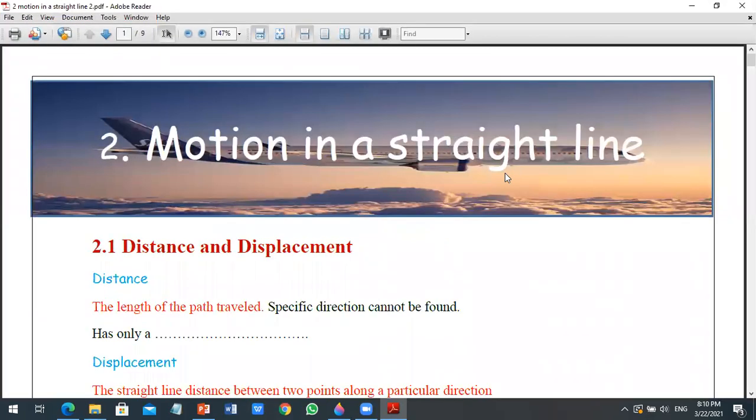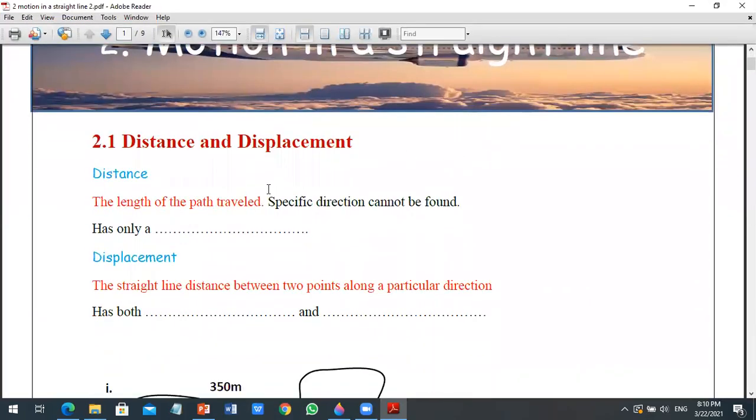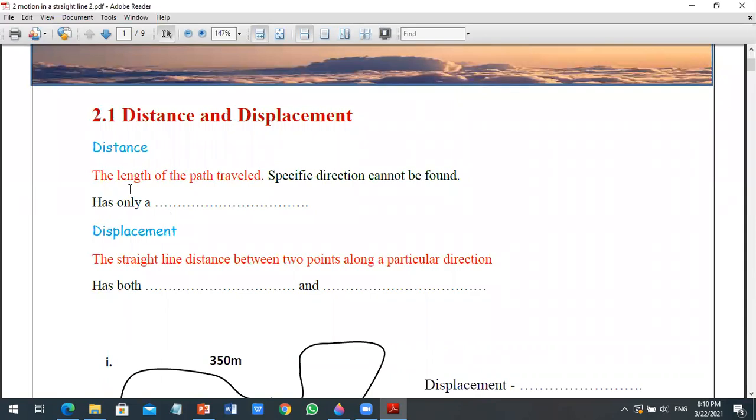So this is the tute. You can take a printout of this later. And here there is something you have to fill. Distance: the length of the path traveled, and a specific direction cannot be found. Has only magnitude. That is the word. I am going to tell you about this later because we are discussing it in detail in a next slide.